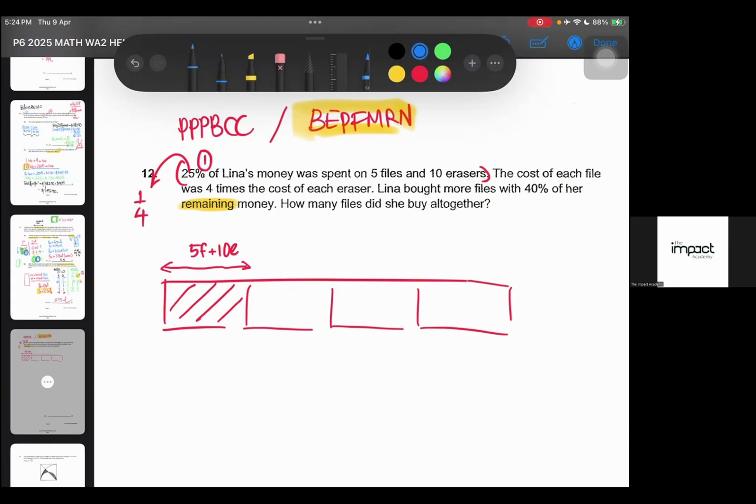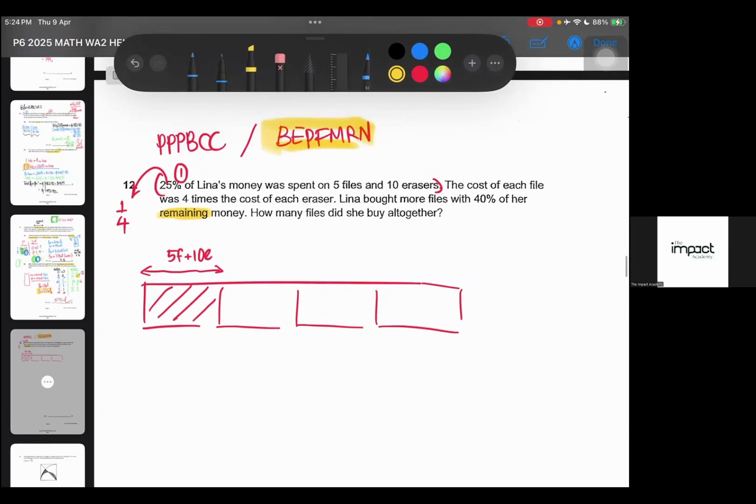The question did tell us that the cost of each file was 4 times the cost of each eraser. So 1 file is equal to how many erasers? Cost of each file, 1 file you can get 4 erasers. That means the file is more expensive. Okay, so this is definitely remainder of remainder. You are absolutely correct. Is this type A, B, C, or D? This is definitely type D. Sure, how do you know it's type D? Because of that green color sentence. Because there's a conversion that you need to do.